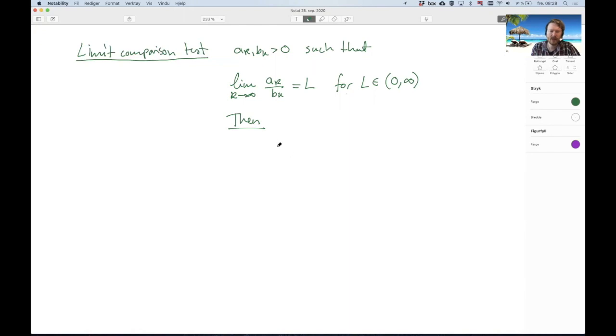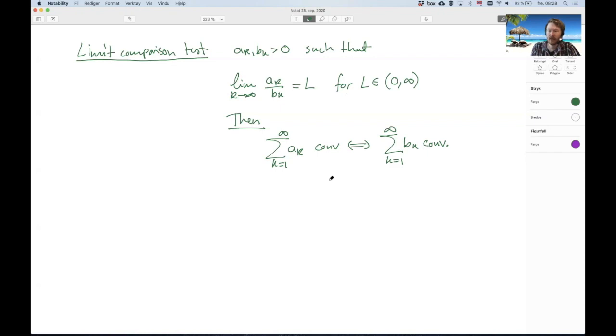Then what happens is that the series a_k, say k goes from 1 to infinity, converges if and only if the same holds for the series with terms b_k. So if this limit of their quotients is equal to a finite non-zero number, then if one series converges, the other series converges. And similarly, if one series diverges, then the same holds true for the other.